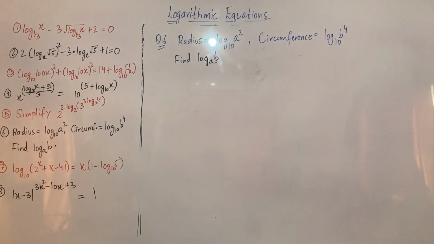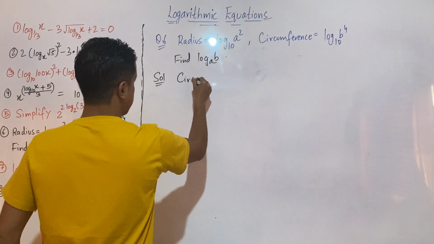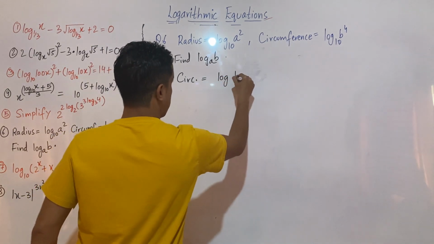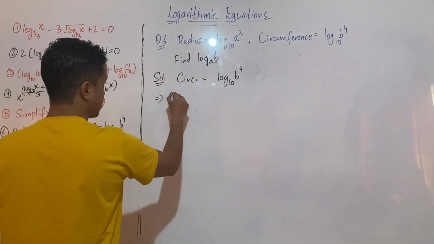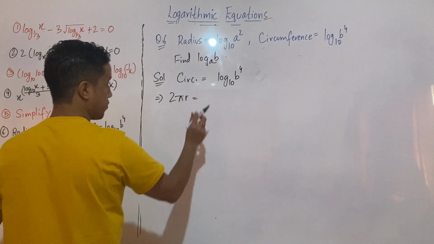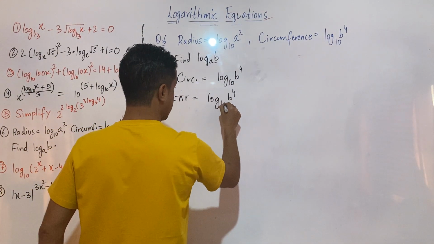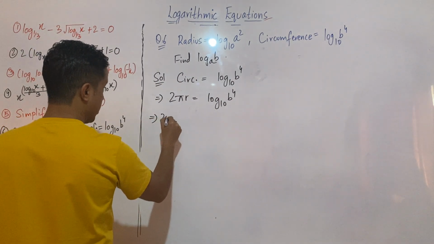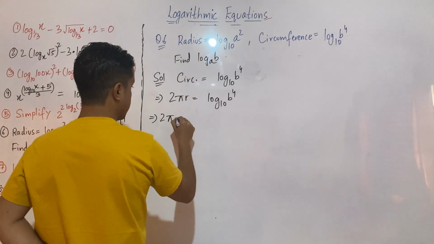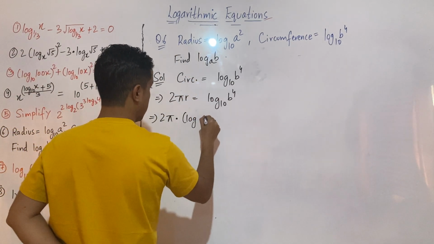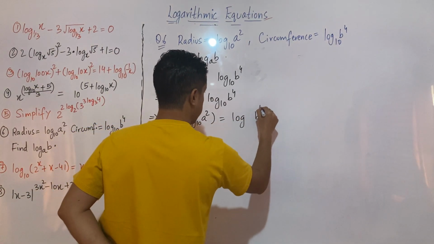Let's see, because we are given the circumference, the circumference is going to be log b raised to 4 base 10, and the circumference is 2 pi r, right? So it's going to be log b raised to 4 base 10. Now see here, it's 2 pi times the radius. The radius is log a squared base 10, which is equal to log b to the 4 base 10.